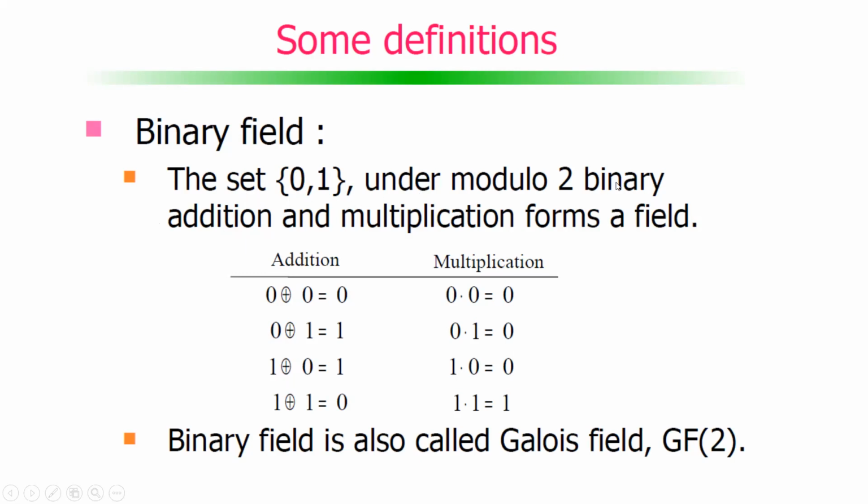The set {0, 1}, and the operations involved while we discuss coding are addition and multiplication. This addition is basically the XOR or modulo-2 operation. 0 XOR 0 is 0, 0 XOR 1 is 1, 1 XOR 0 is 1, 1 XOR 1 is 0. And for multiplication, 0 times 0 is 0, 0 times 1 is 0, 1 times 0 is 0, 1 times 1 is 1. Why is this called a binary field? Because there are two elements in this set. The binary field is also called the Galois field, and this is how we can represent it. The argument tells us that there are two elements in the set.